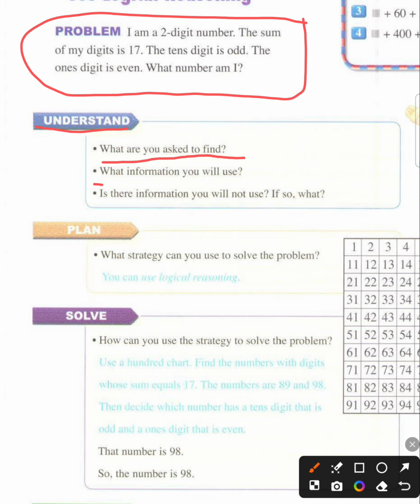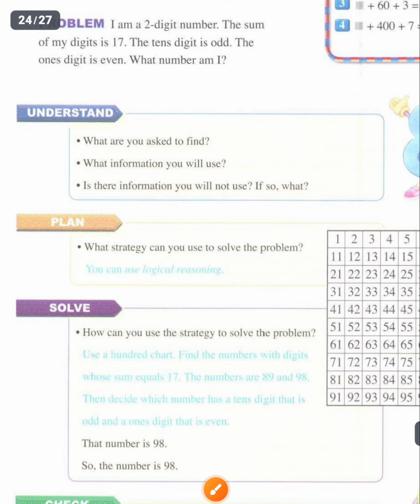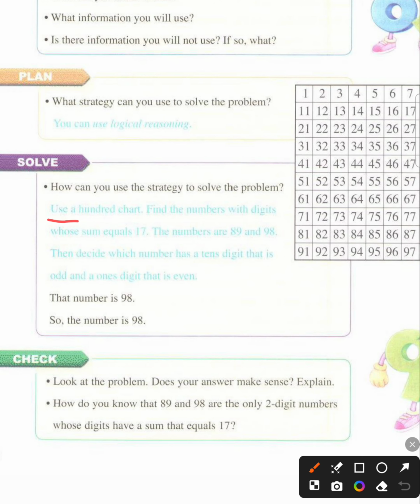After that, they ask what information you will use. Is there information you will not use? Think a little bit, give time to yourself. After that we create some plan. What strategy can you use to solve the problem? You can use logical reasoning. Now, look at what they say. How can you use the strategy to solve the problem? Use a 100 chart. Good.